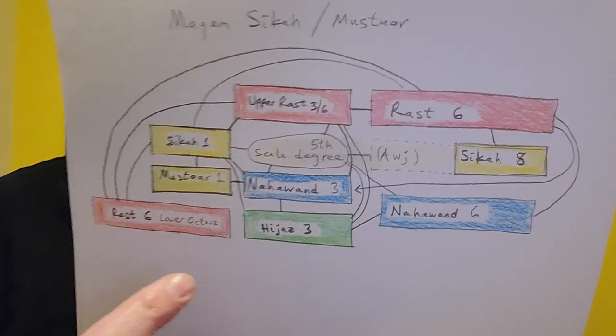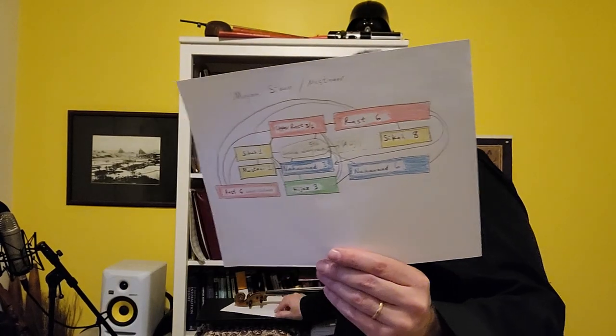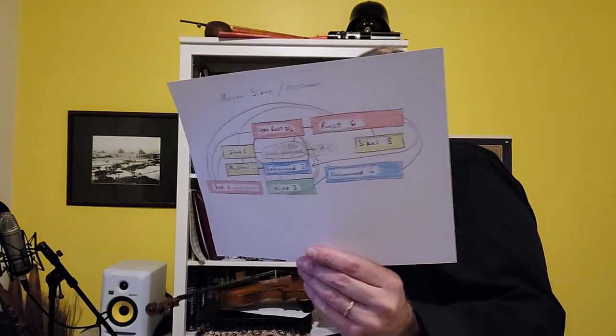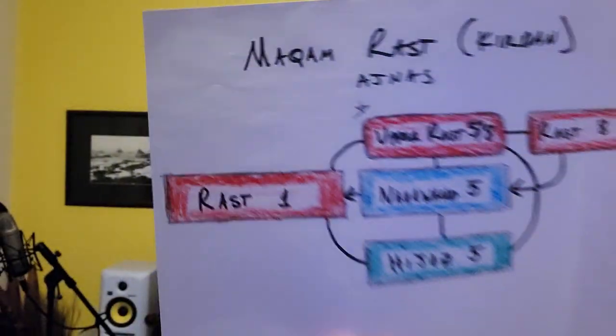So I was using this chart to show you hayran ali, but let me show you the actual chart for Maqam Kirdan, and we can see them side by side. This is the chart for Kirdan.